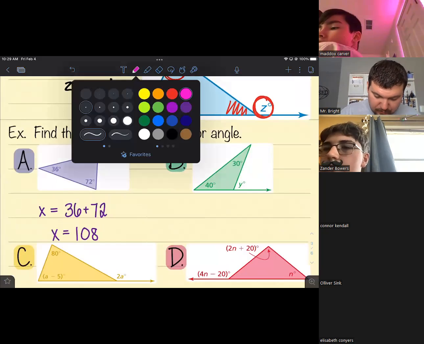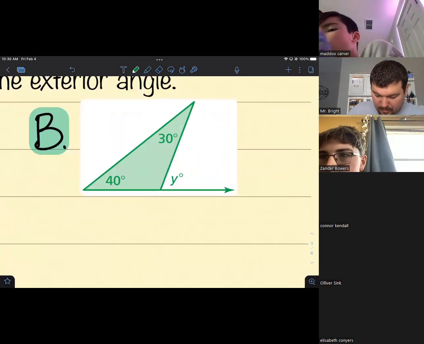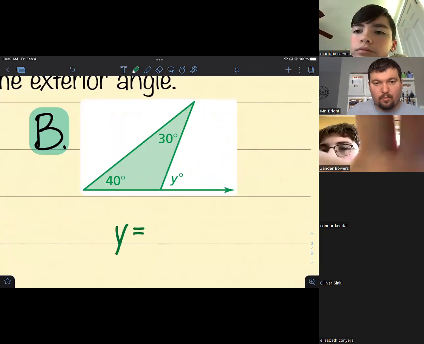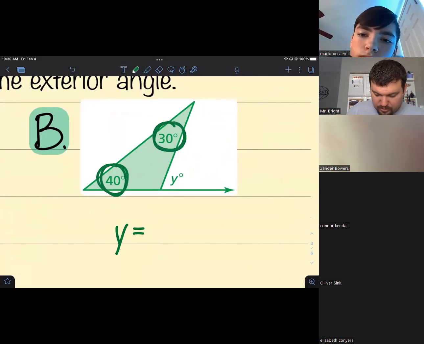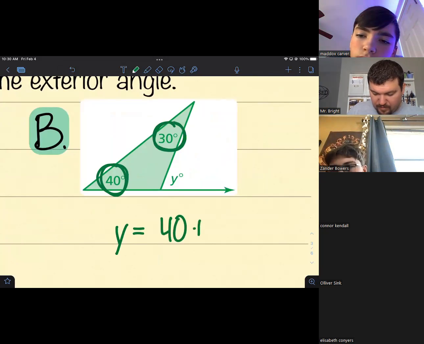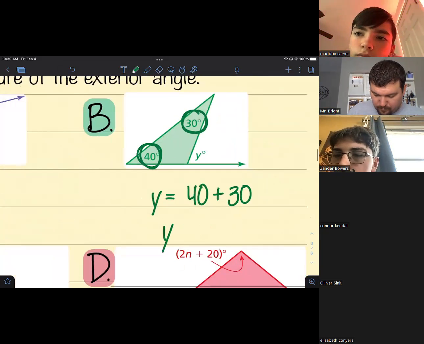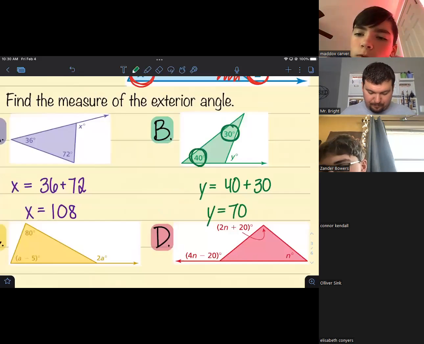Okay, let's move on to example B here. The exterior angle on this triangle is Y. And so we know Y is going to be equal to the sum of the two non-adjacent interior angles, which is 40 plus 30. And what's 40 plus 30? 70. So Y is equal to 70.